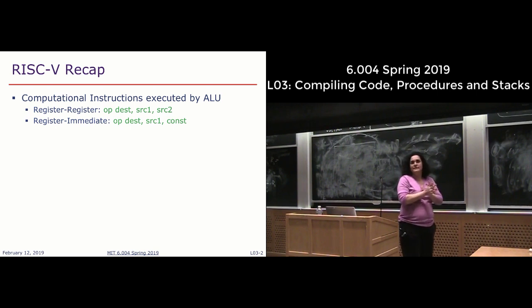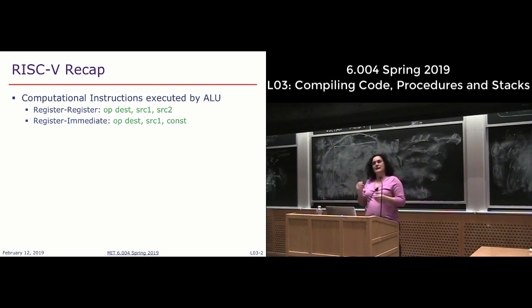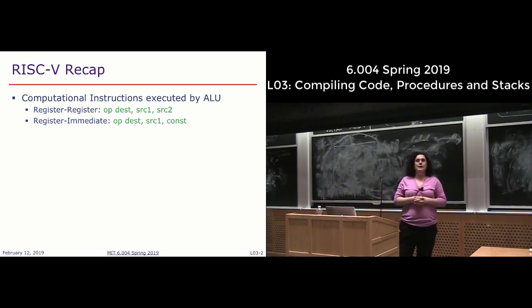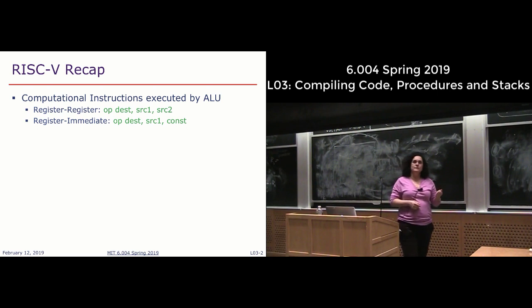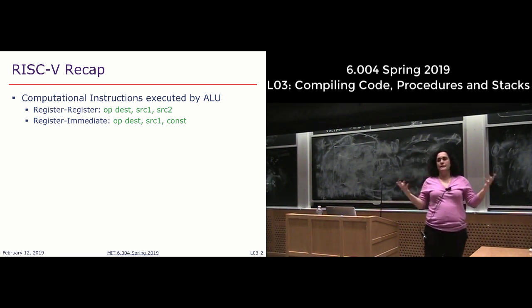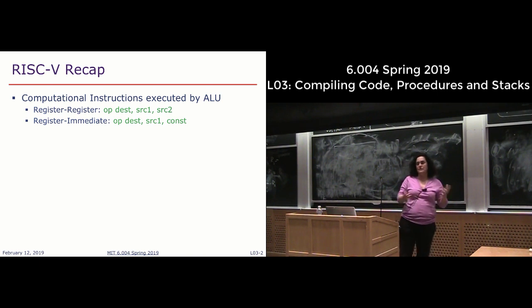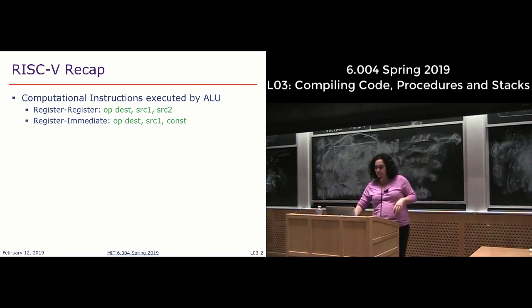Okay, so first, just a very quick recap of what we know so far. We've learned that there are several different types of instructions in our RISC-V instruction set architecture. We've got our computational instructions, which are basically our ALU operations. We have two types of those. We have register-register operations, which take both of their source operands in registers and then produce the result and store that into another register. And we have register immediate, which take a single register as an operand plus a constant, execute the operation, and then store the result in a register once again.